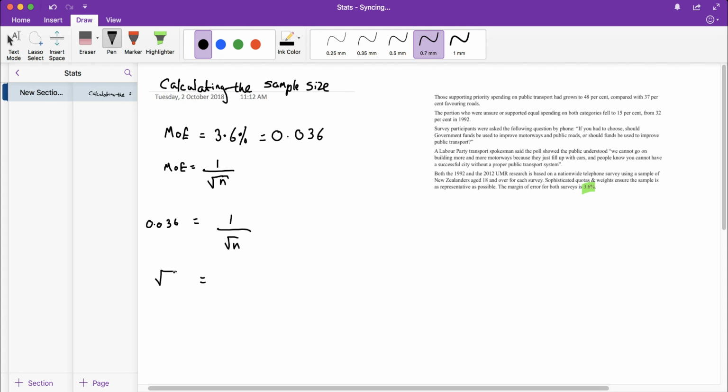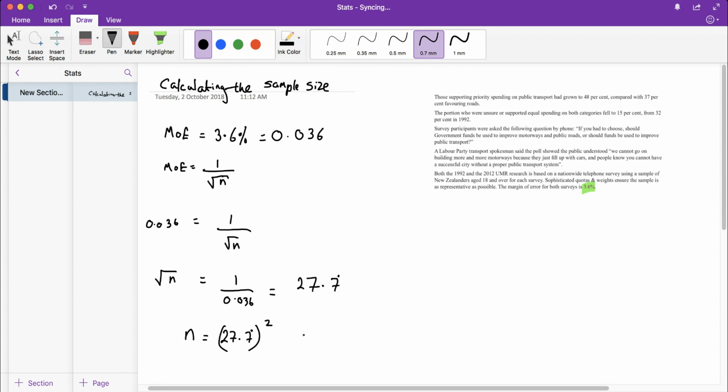Therefore the square root of n is 1 divided by 0.036, and it shouldn't come as a surprise to anyone who's doing mathematics at level 3 that if you divide a number by a decimal that is smaller than 1, the answer is bigger. So when I calculate that, it is 27.7 recurring. Now to work out my sample size, I'm going to square my 27.7 recurring, because I want to get rid of that square root on that side.